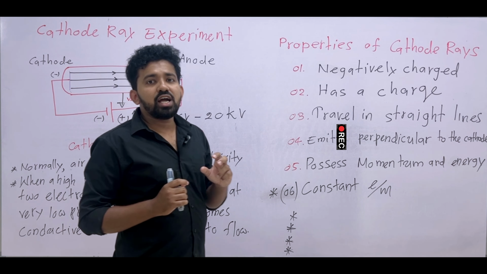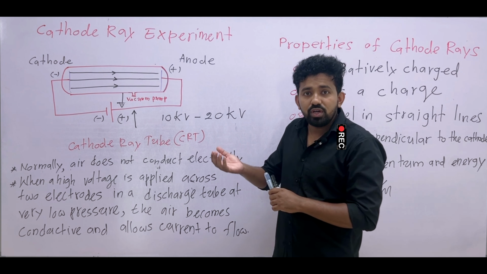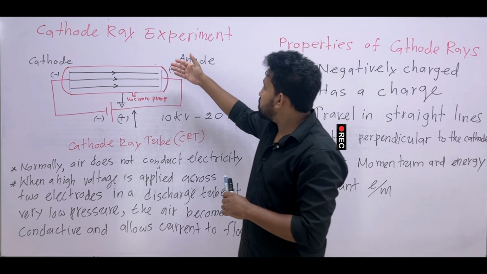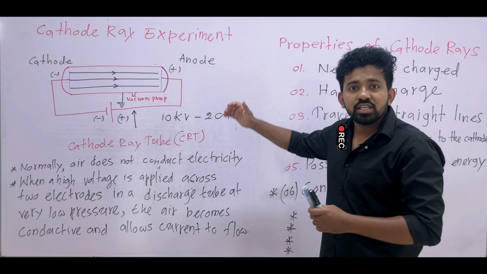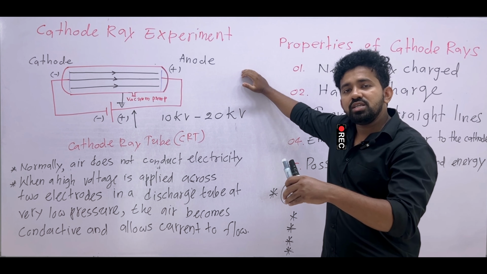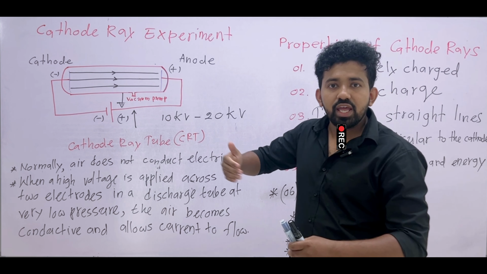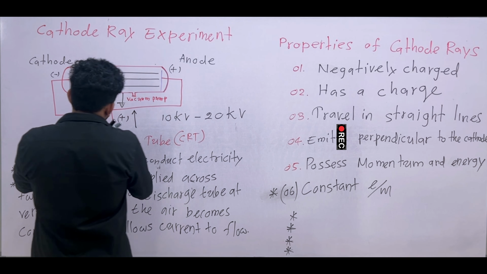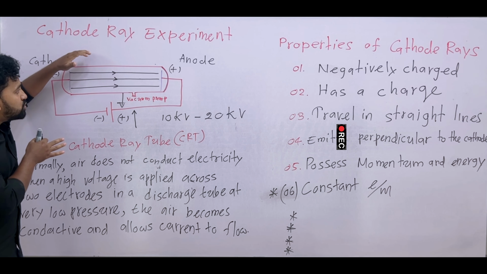Normally air does not conduct electricity, but when we apply a high voltage like 10 kilovolts to 20 kilovolts at low pressure, the air becomes conductive and it will conduct currents. So J.J. Thomson used the Crookes tube. So what is in the Crookes tube?